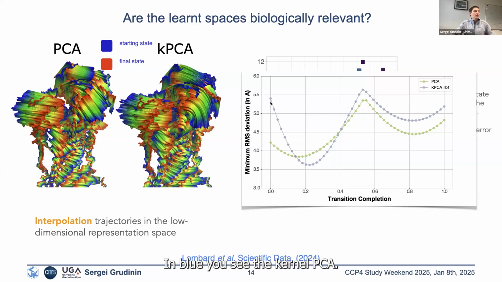In blue, you see the kernel PCA. In green, you see the linear PCA. You may see that for one intermediate stage, the kernel PCA achieves a better result. For the other intermediate stage, the linear PCA achieves a better result. And visually, these transitions look like it's shown on the left. For the linear PCA, the transitions are linear from the starting to the final state. And for the kernel PCA, we have some curved motions.